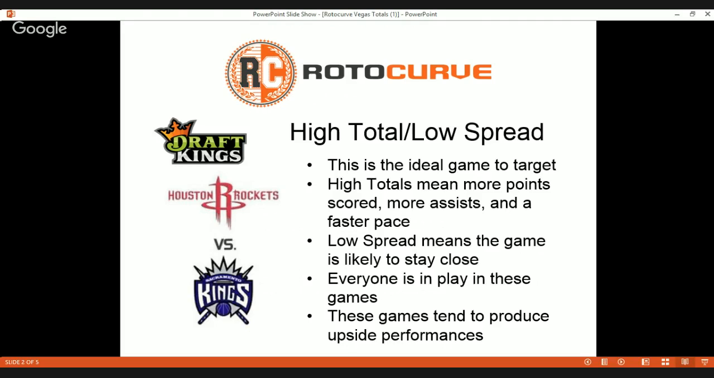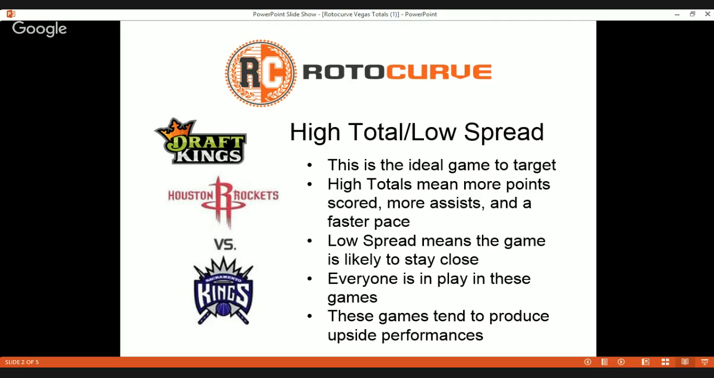Against the Sacramento Kings this year, we've seen Joe Johnson put up 50 fantasy points. Thad Young put up 50 fantasy points. Guys have come back a couple days later. I think LeBron had one of his better games, 65 or 66 fantasy points, when they played the Sacramento Kings.